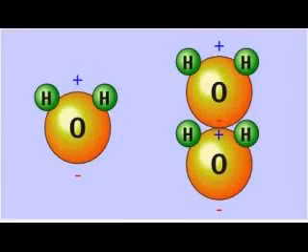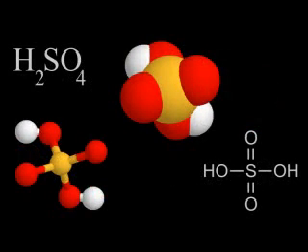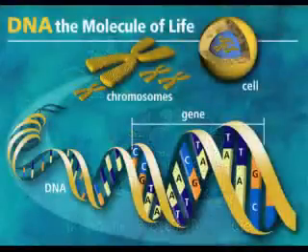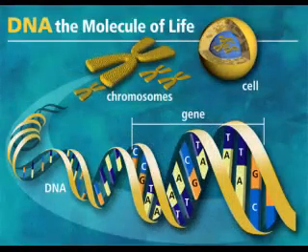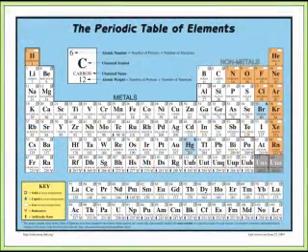Other familiar molecules include water, consisting of two hydrogen atoms and one oxygen atom, H2O, sometimes called dihydrogen monoxide, or carbon dioxide, consisting of one carbon atom bonded to two oxygen atoms, CO2, or sulfuric acid, consisting of two hydrogen atoms, one sulfur atom, and four oxygen atoms, H2SO4. Some molecules, notably certain proteins, contain hundreds or even thousands of atoms that join together in chains that can attain considerable lengths.